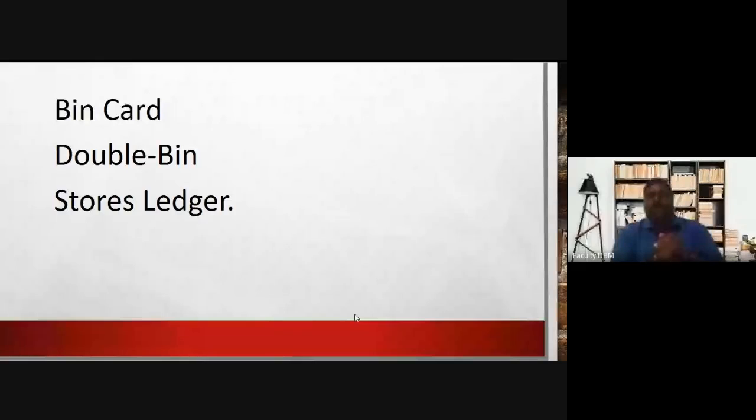The red bins will be collected within 1 hour, and they will meet those requirements within 1 hour. The other bin they collect in the evening, and they send the items after 1 week or 1 month, and they see when it will be completed. So that is the double bin system. And the stores ledger, how it works, tomorrow we are going to cover the bin card, double bin, and stores ledger.